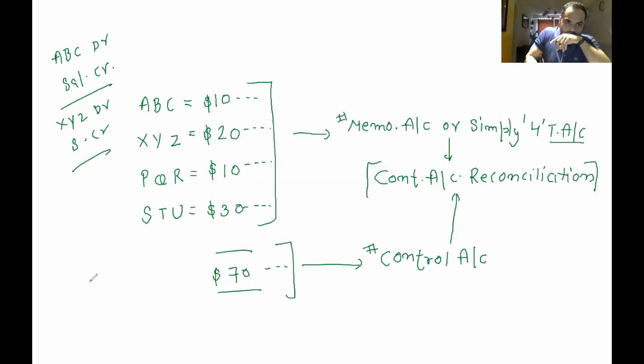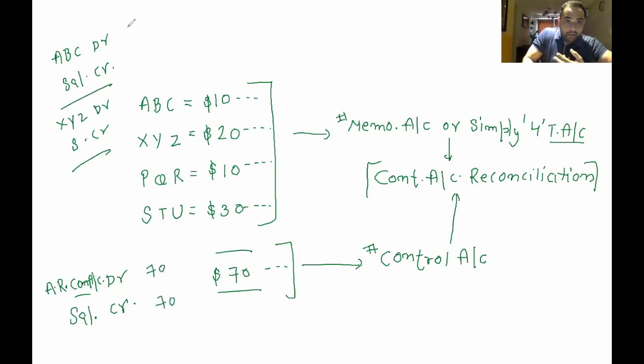Then we make a transaction: accounts receivable debit and sales credit. Sales control account, or accounts receivable, we won't call it accounts receivable. We should call it accounts receivable control account, to indicate that we are preparing a control account. So accounts receivable control account debit, sales credit, amount 70.